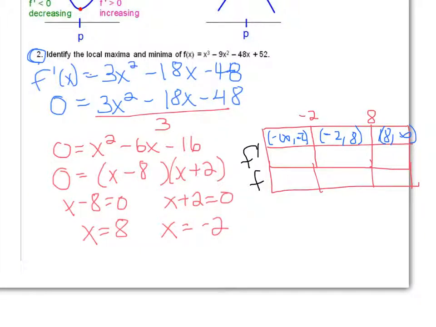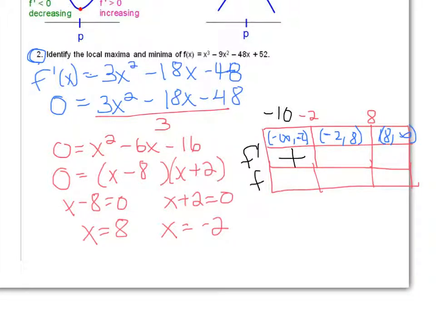So we can pick any number less than -2, and I'm going to go with -10. You could have picked -3, you could pick whatever number you want that's less than -2. What I'm going to do is plug that back into my factored form here to see if I get a positive or negative value. I don't care what the actual value is, I just care if it's positive or negative. So -10 minus 8 is negative, and here, -10 plus 2 is negative. A negative times a negative is positive.